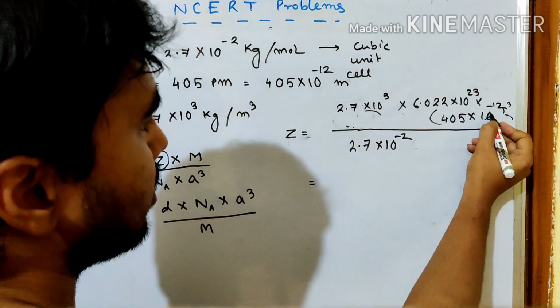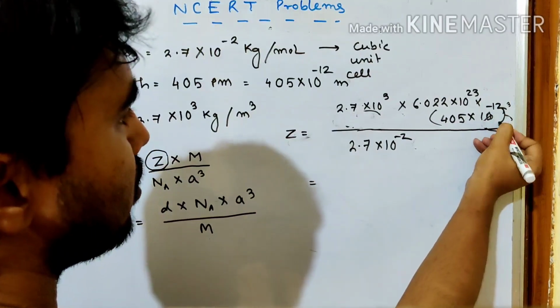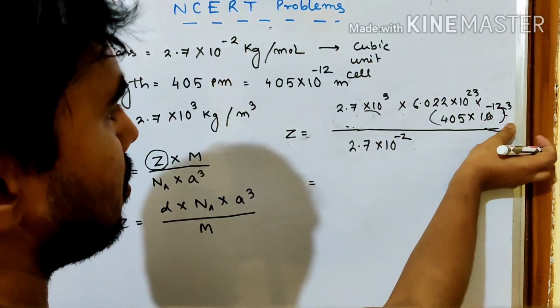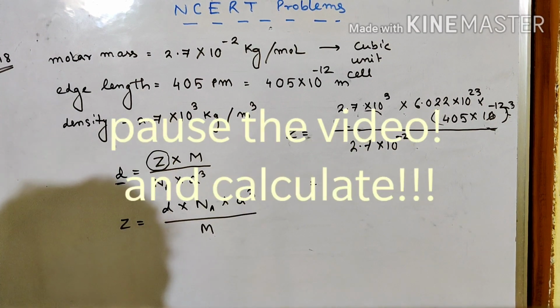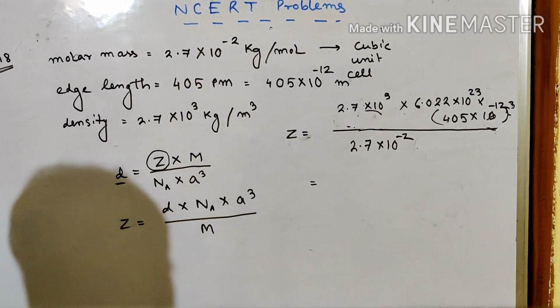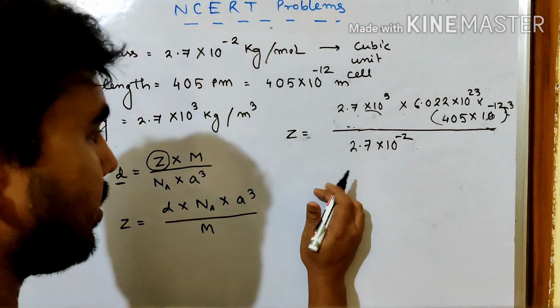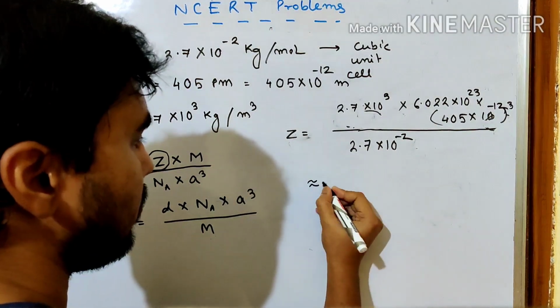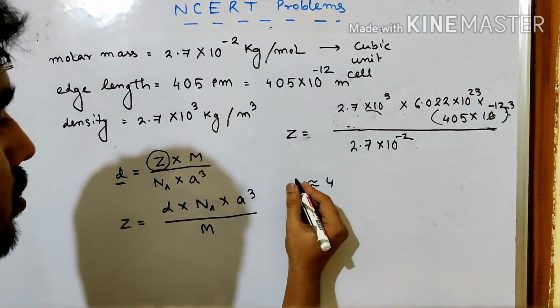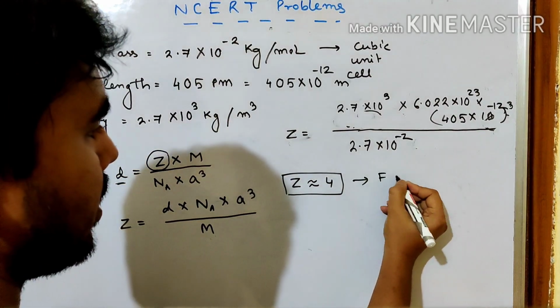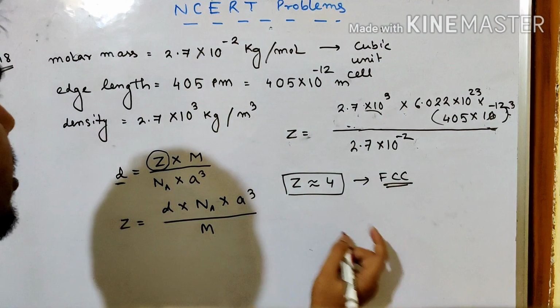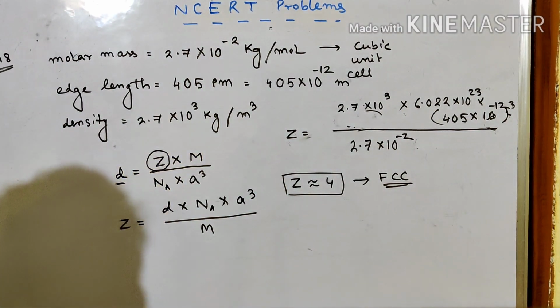Do calculate. Remember, it is 10 to the power minus 12 whole cube. Now do calculate and tell me how much it is. Pause the video and calculate. So after calculating, we are getting it is almost very close to 4. So Z is almost equal to 4. That means we are getting FCC structure for this particular case.